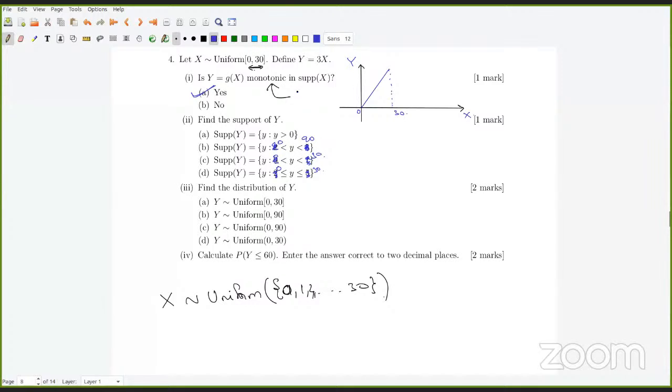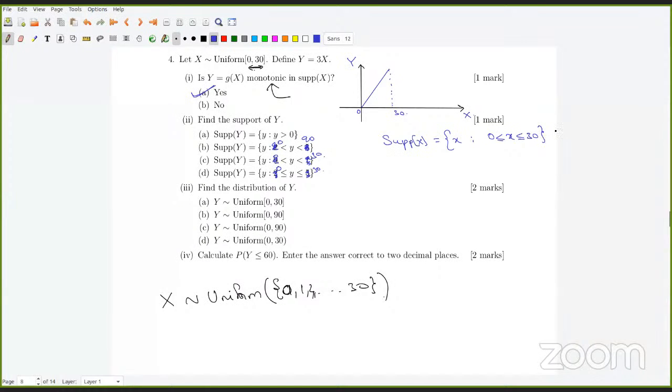So we have a new random variable y which is 3 times x. We know the support of x, right? What is the support of x here? 0 to 30. So for y, 0 to 90, sir. Yeah, 0 to 90.